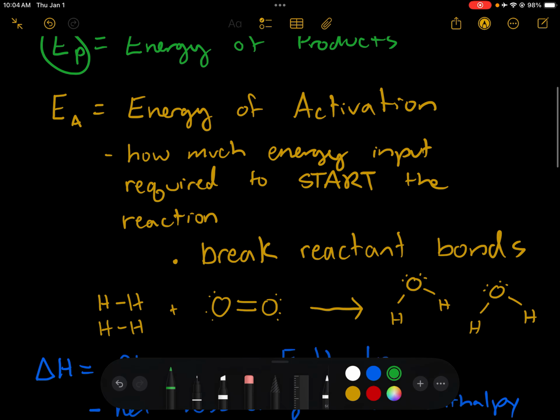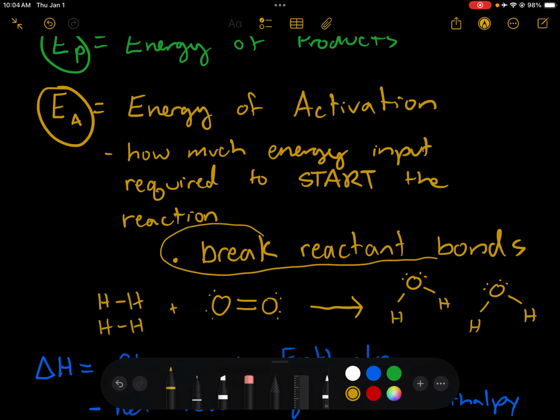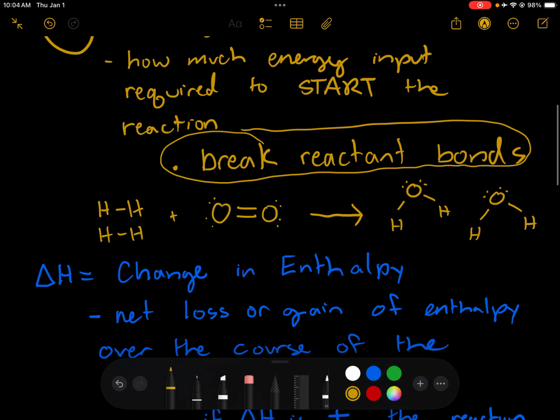Going back up, the next one you want to be aware of is E sub A, or the energy of activation. And that is how much energy input is required to start the reaction, or how much energy is required to break all of the reactant bonds. So if we look at this sample equation here that I've given you, which is the synthesis of water, the energy of activation is going to be how much energy it takes to break this and this and this. And that is represented by the height of the hill on the graph.